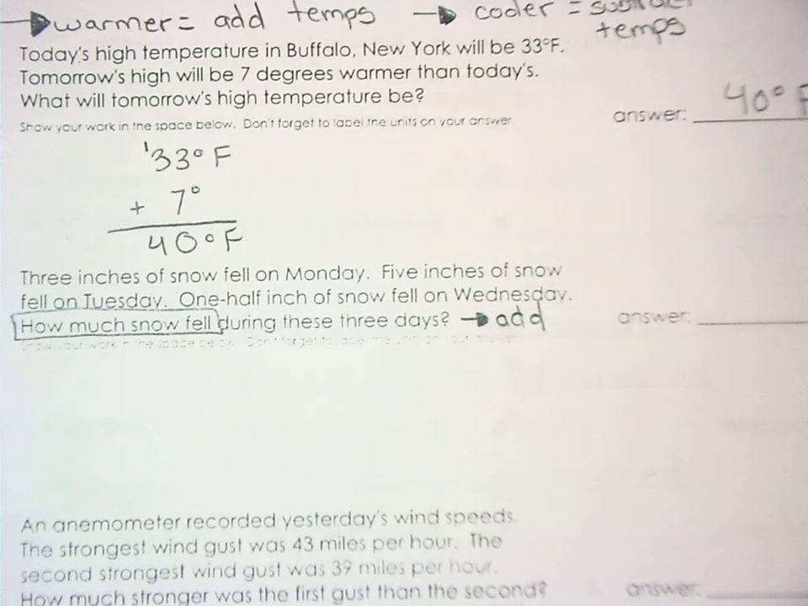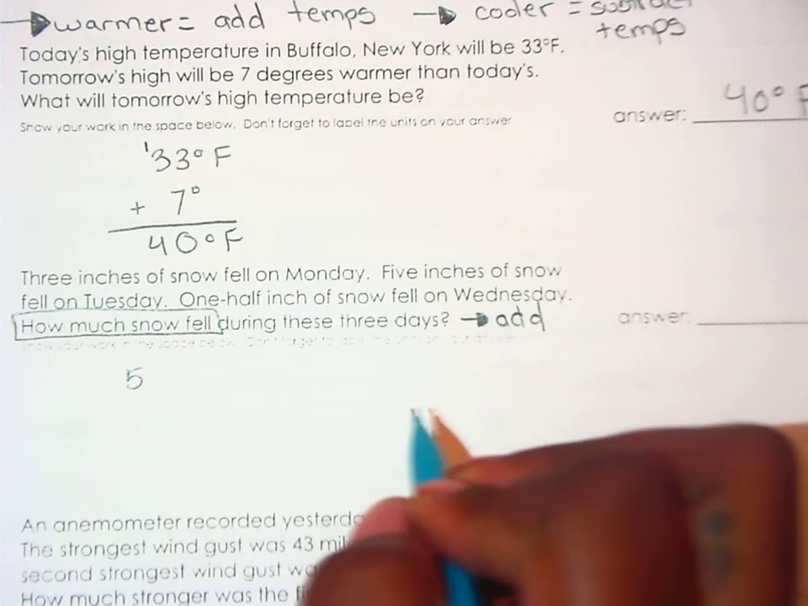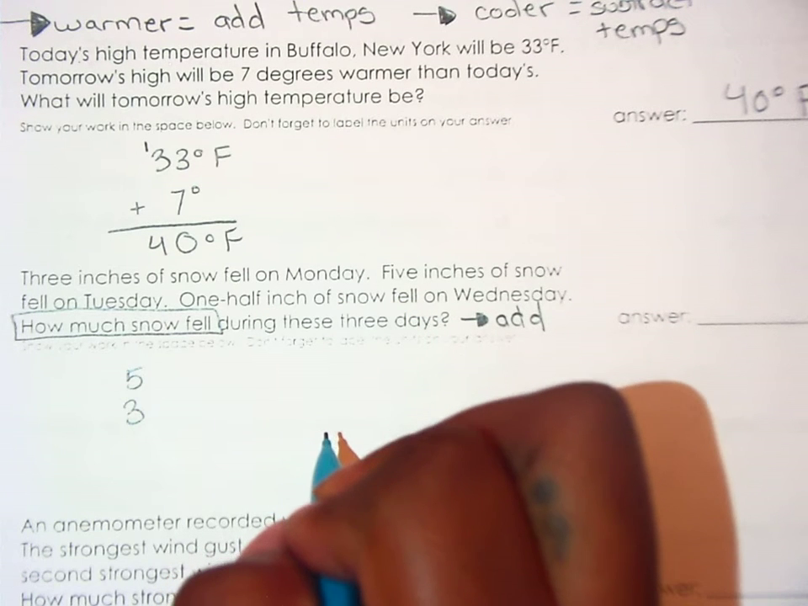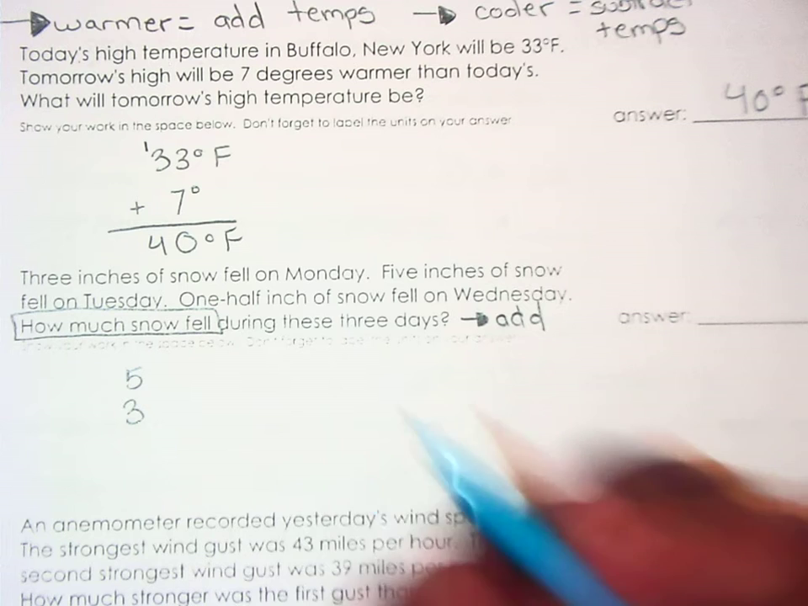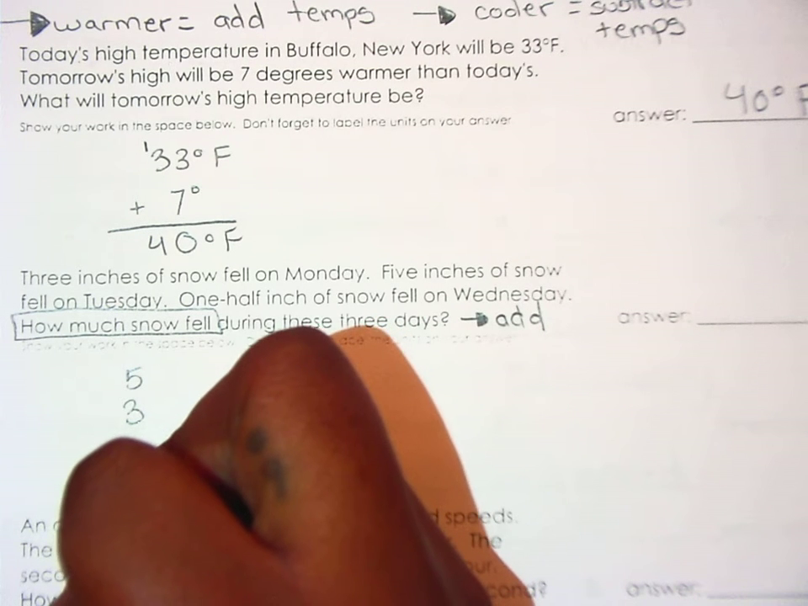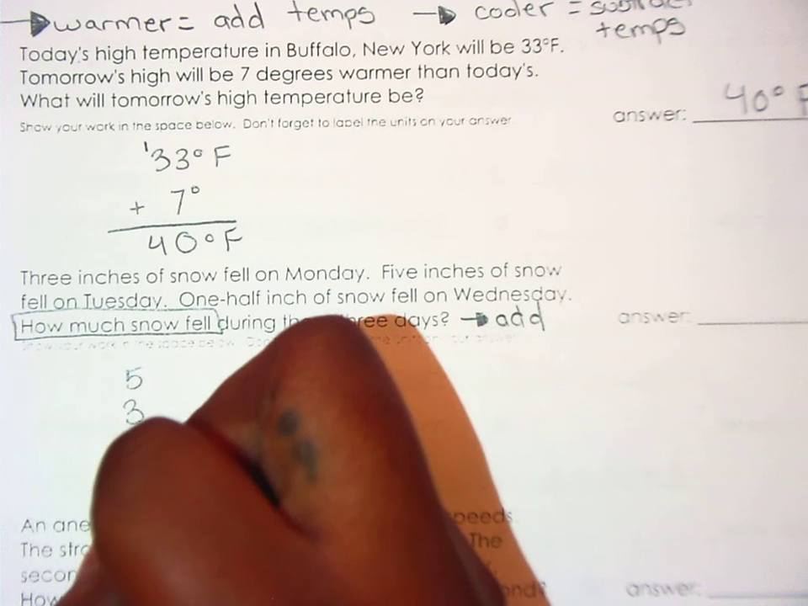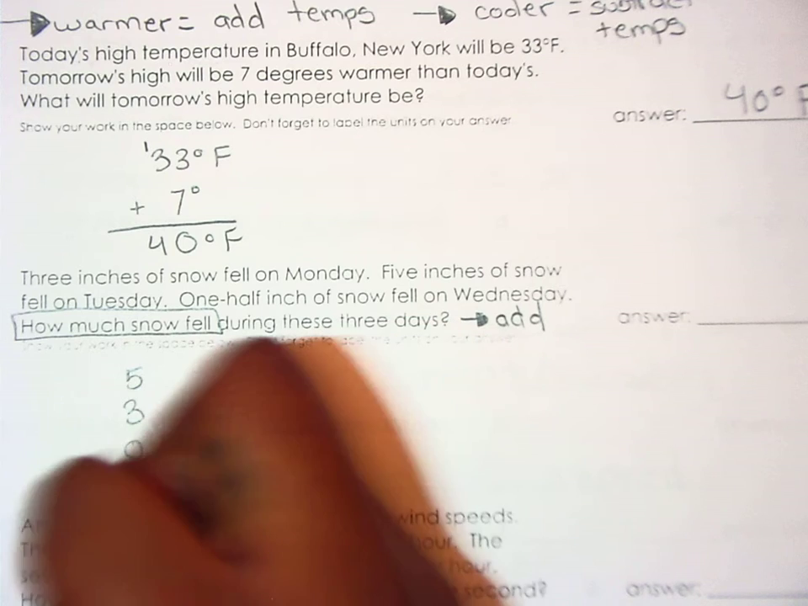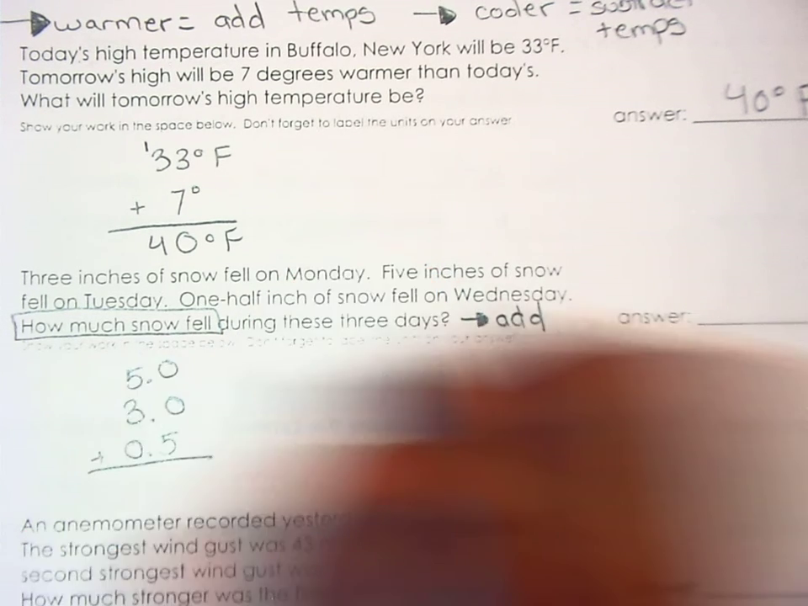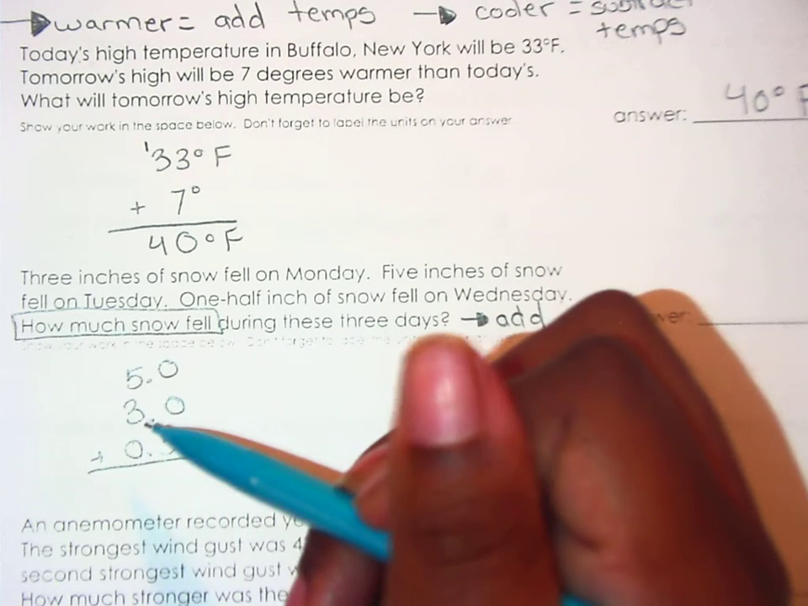Okay? To set up your equation, you are going to pull out all 3 of your numbers. I have 5. Then I have 3. And then I also have a 1/2 inch. So I'm going to add 1/2 inch, which is like 50 cents. So I'm going to add 0.5. I'm going to make it a decimal. It's a little easier for me. Then I'm going to also add 0.0 behind all of these because 5 is the same as 5.0. 3 is the same as 3.0.